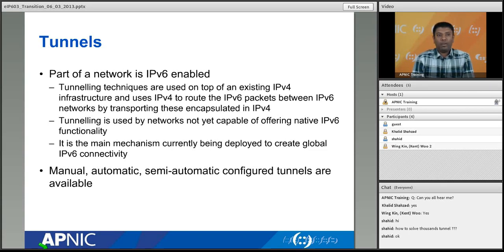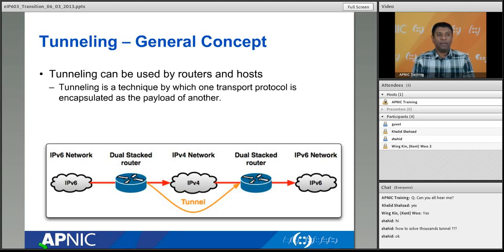Yeah, so I have already explained when you need the tunnel. Part of your network is IPv6 enabled and another part is not, right? And a tunnel can be a manual tunnel, an automated tunnel, or a semi-automated tunnel, right? That is the way you configure it. Let's see the definition and how it works. Okay, manual tunnel.